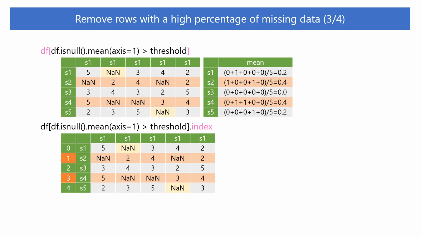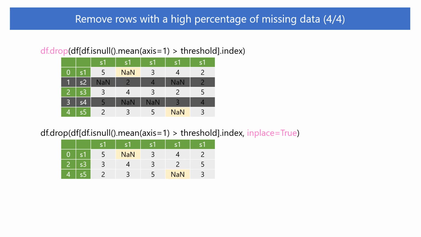Then, by adding square brackets to the data frame, df, select only rows that meet this condition. The second row and the fourth row are selected. The mean values of these rows are greater than 0.3. Next, identify the index of the selected rows by using the index method. By identifying the index, it is easier to know how many rows we need to delete.